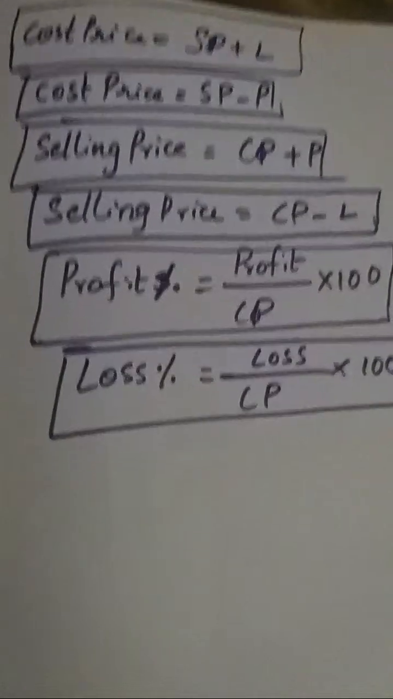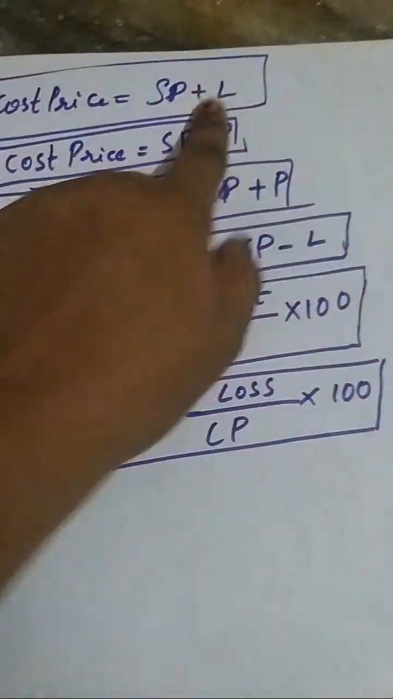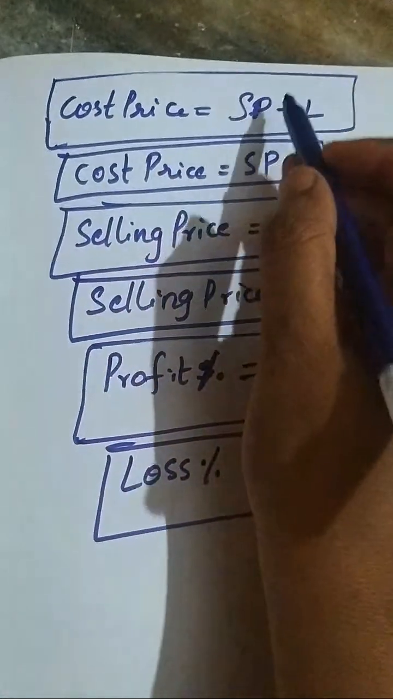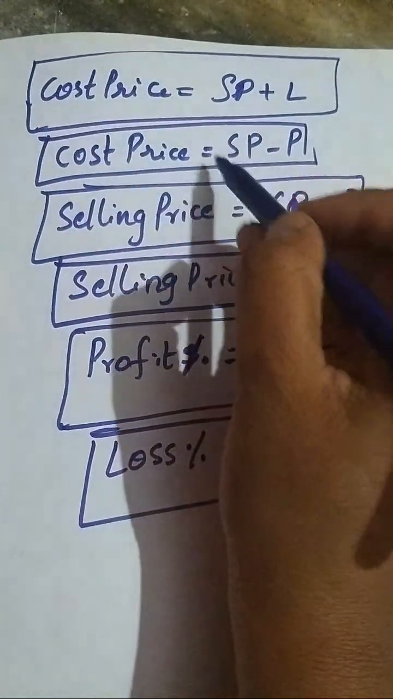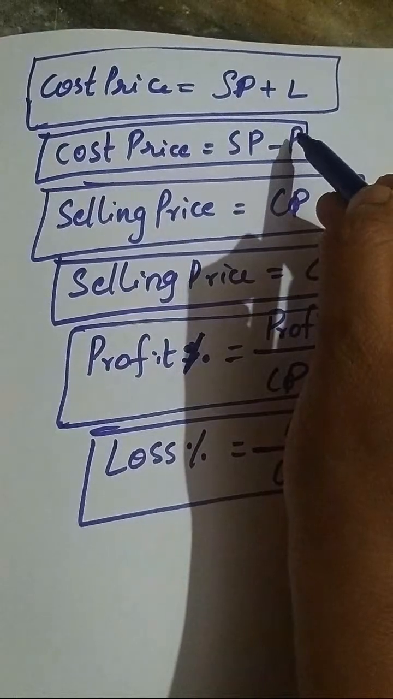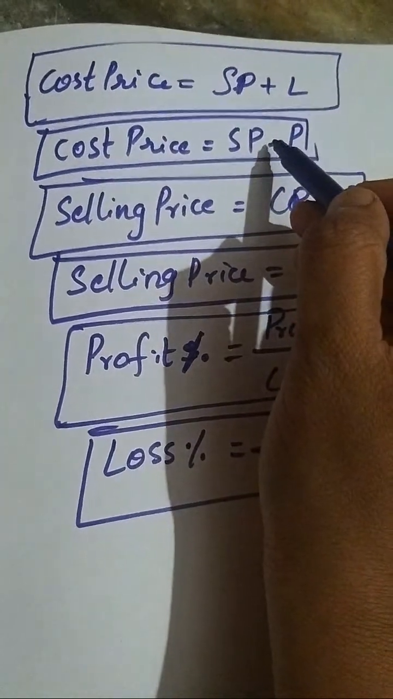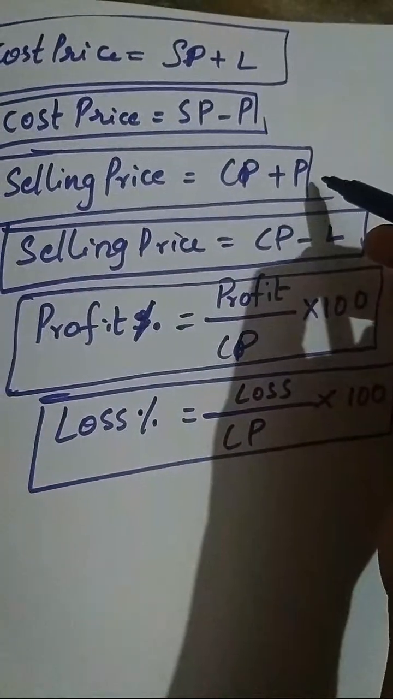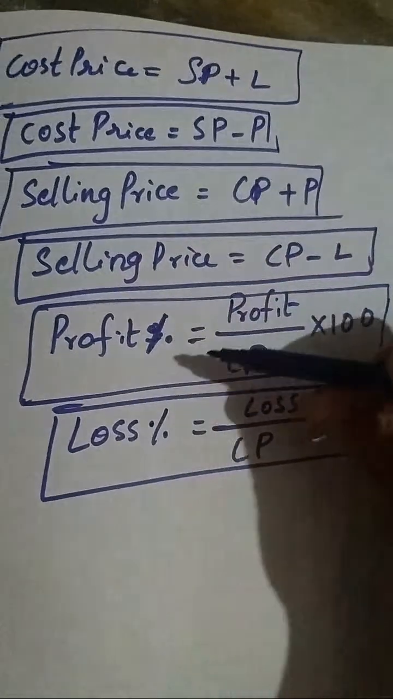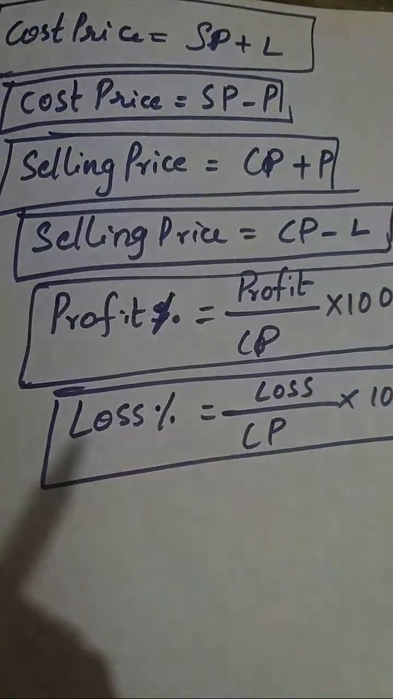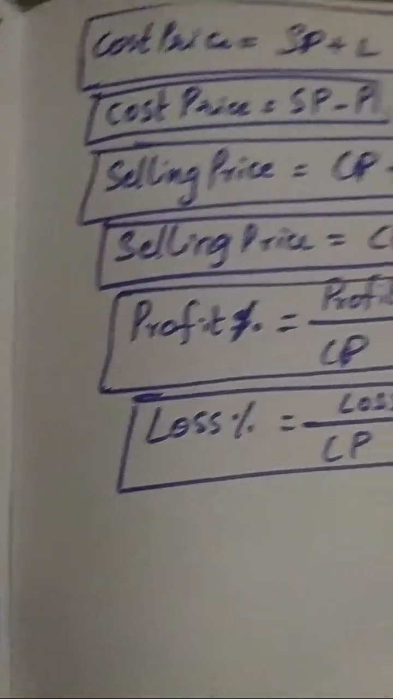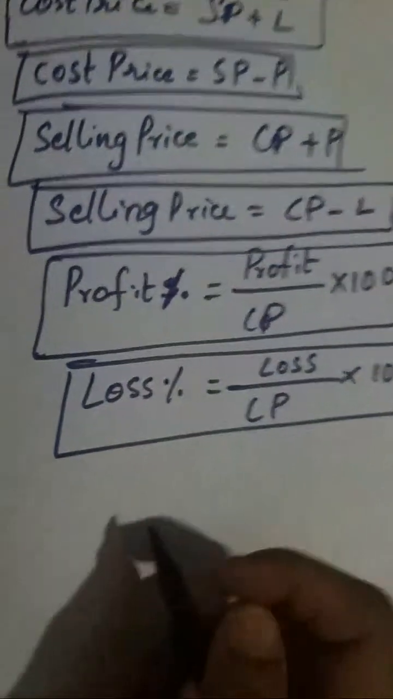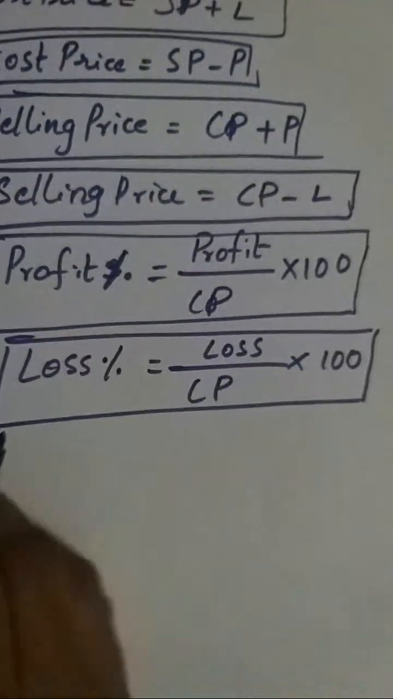Okay, when selling price and loss is given, we have to apply this formula, cost price, and add. Whenever selling price and profit is given, we have to subtract. Here selling price same like this, when cost price and profit is given, we have to use the profit percentage, loss percentage, like this. Now I am going to explain these with examples also. First I am explaining the formulas.